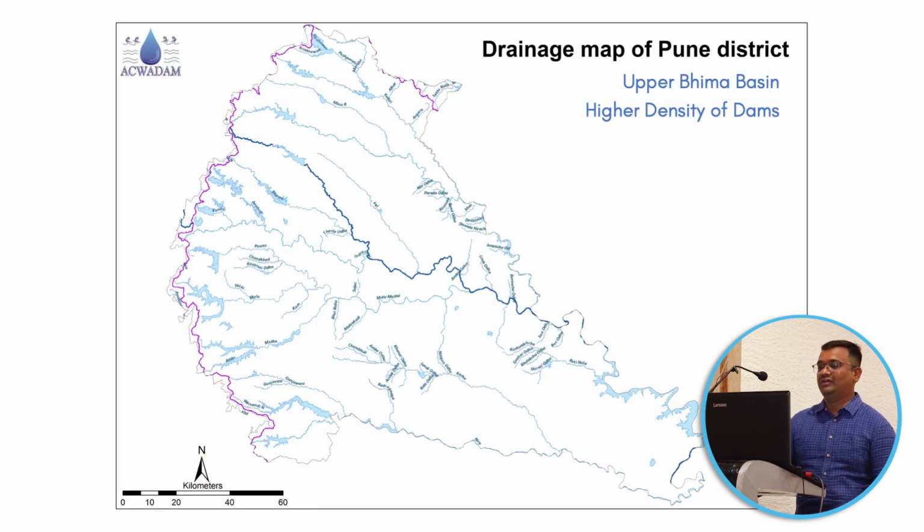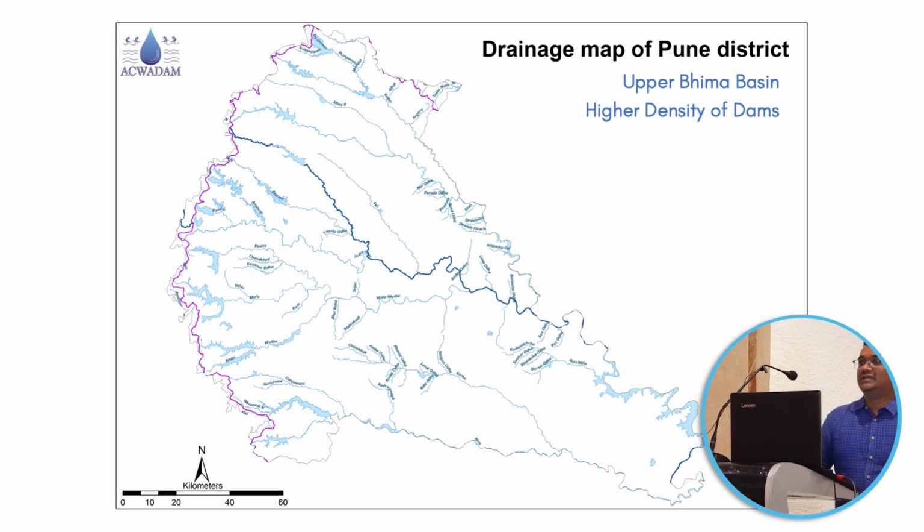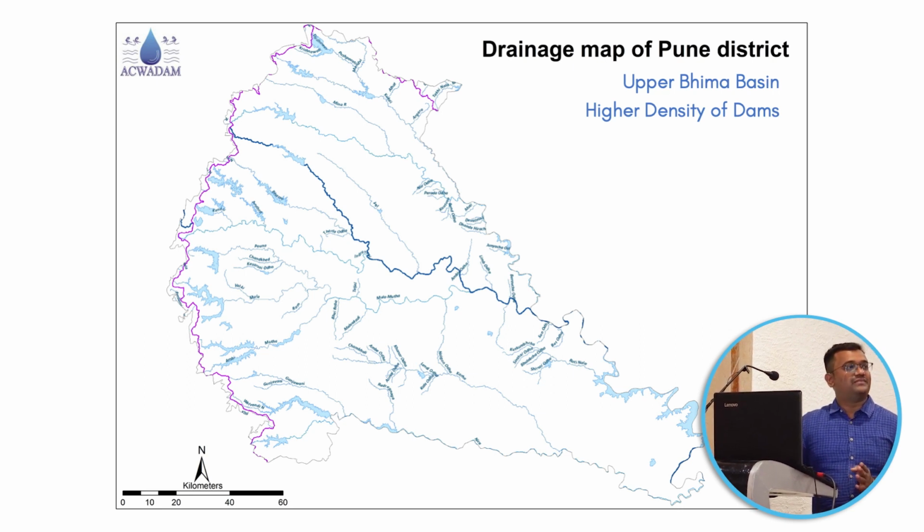As a result of higher rainfall, many peninsular rivers originate from the Western Ghats, and traverse along the Indian peninsula to meet the Bay of Bengal towards the east. So this is the river system of Pune district. All of these rivers finally meet the Bhima River. The dark color river is the Bhima River. So Pune falls in the upper Bhima catchment area. And one more noticeable thing in this map is the number of dams. You can see a very high density of dams. So the western part of our Pune district has the highest density of dams in India and perhaps in the world.